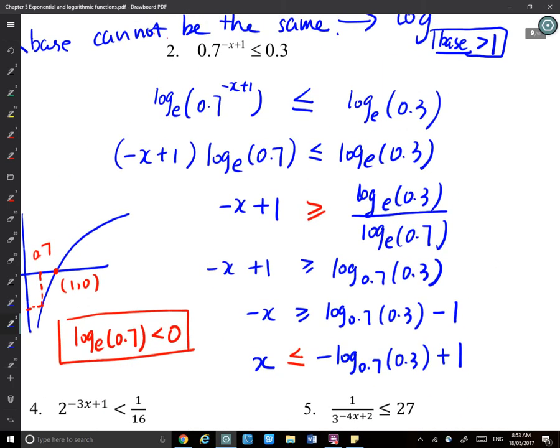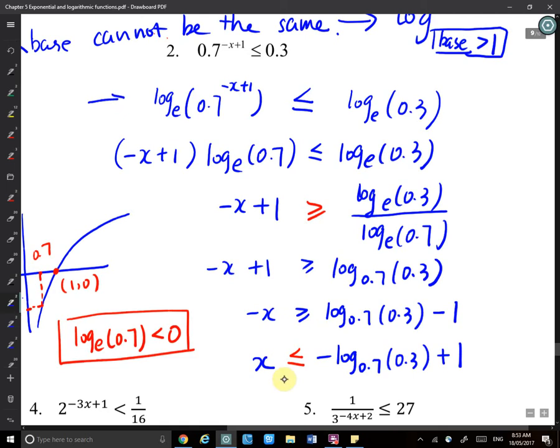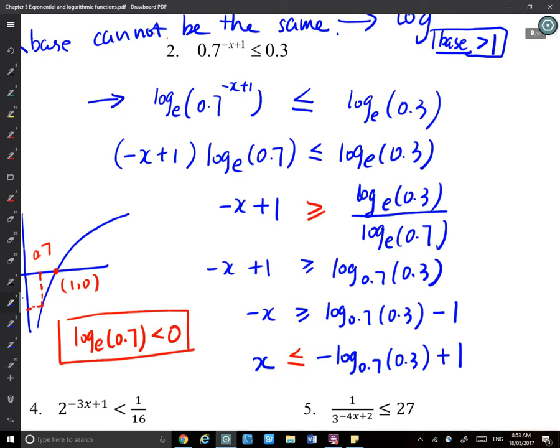Okay, this question is very, very important. You need to know there are a lot of traps in between. First, you need to log base e on both sides, or log base 10, or log base 2 on both sides. You need a base greater than 1. If you put a base less than 1, let's say log base 0.7 on both sides, you need to swap the sign.